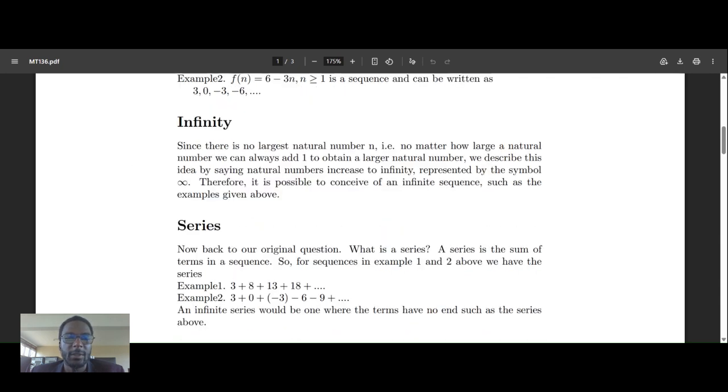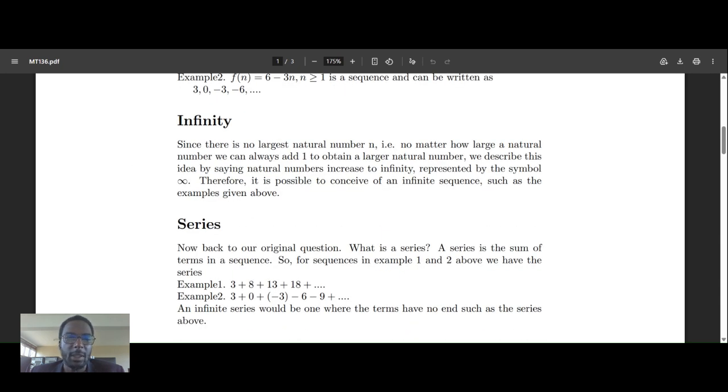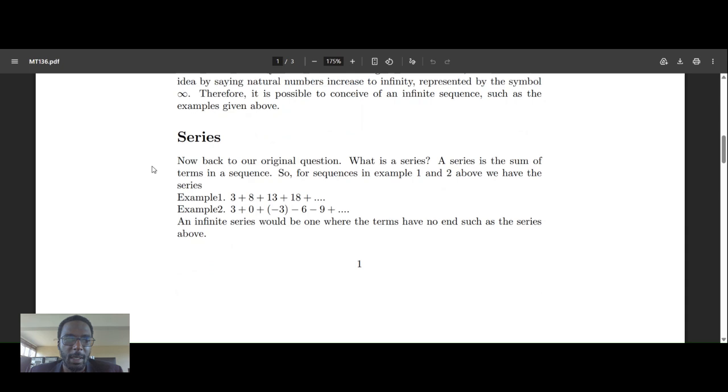And the idea of infinity can be described as follows. Since there's no largest natural number n, no matter how large a natural number, we can always add 1 to obtain a larger natural number. This idea is represented by what we call infinity. Therefore, it is possible to conceive of an infinite sequence, such as the examples given above.